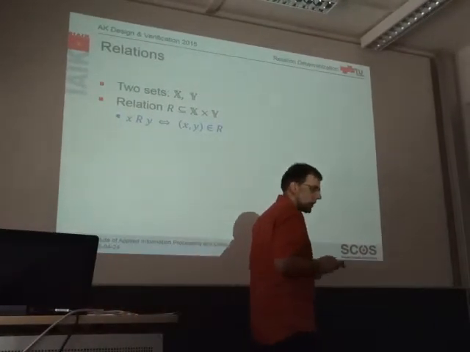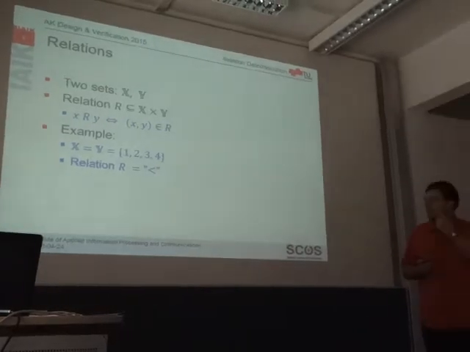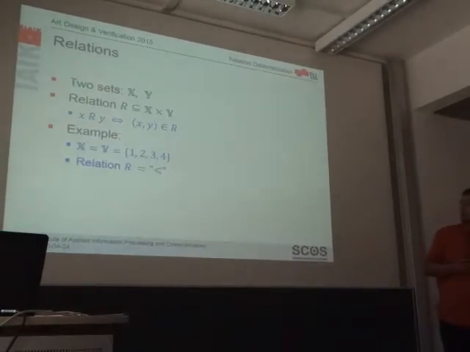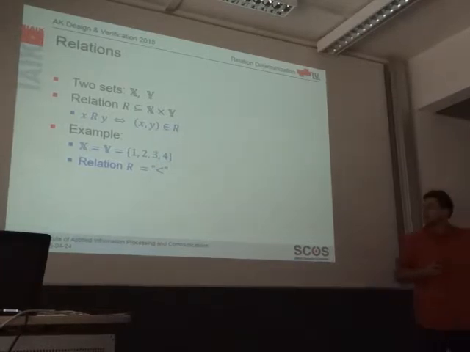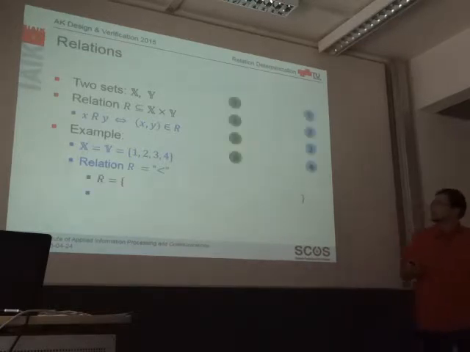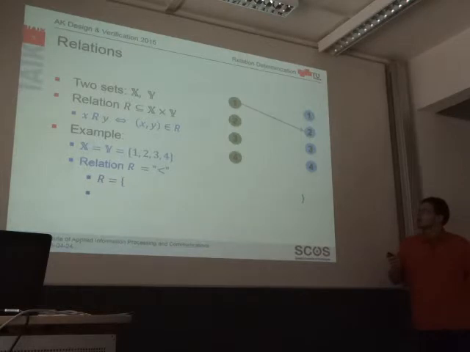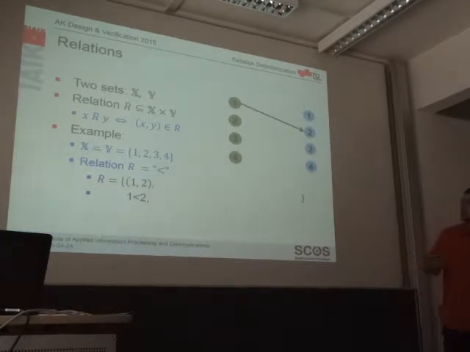So this might sound very abstract, so let's look at a concrete example. Let's say our sets are both the set 1, 2, 3, 4, and the relation that we are going to look at is the less than relation. So we have two sets, 1, 2, 3, 4 and 1, 2, 3, 4, and we want to determine which elements are in our relation. So first of all, we obviously know that 1 is less than 2.